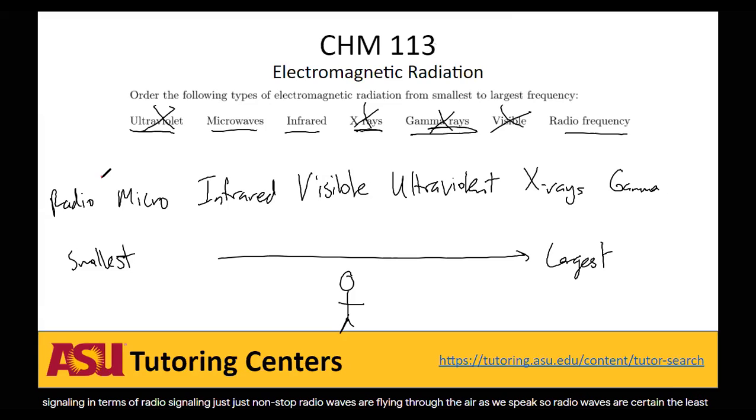So these are the 7 major types of electromagnetic radiation, organized from smallest frequency to largest frequency. And again, the way that I personally remember it is organizing it in terms of least damaging to a human up to most damaging to a human. Okay? So that's your little fun fact for the day.